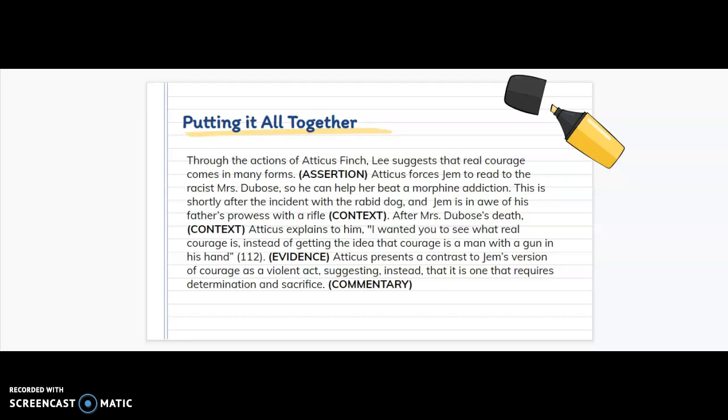And then this is the most important part, the commentary, because this is your interpretation. Atticus presents a contrast to Jem's version of courage as a violent act, suggesting instead that it is one that requires determination and sacrifice. So you see that you need to explain how the evidence connects back to the assertion. Explain your thinking so that the reader understands.